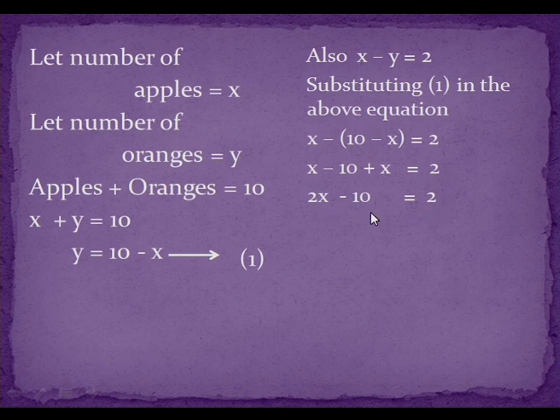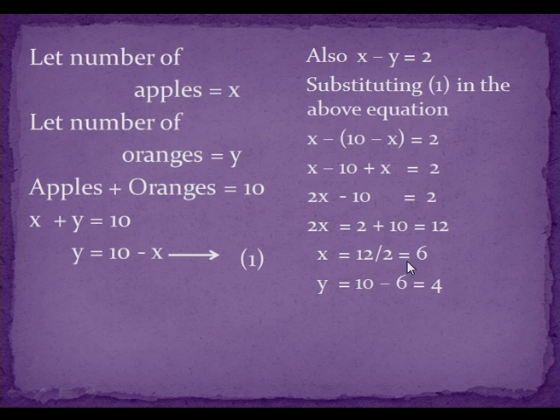What are we going to do now? We will transpose this minus 10 to the other side. So, I get 2x is equal to 2 plus 10, which is equal to 12. So, finally, I get my x value as 12 by 2, which is 6.